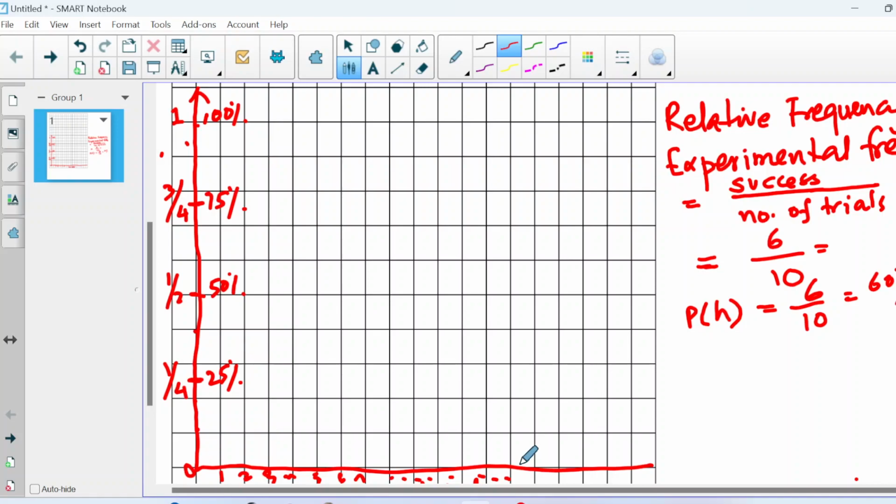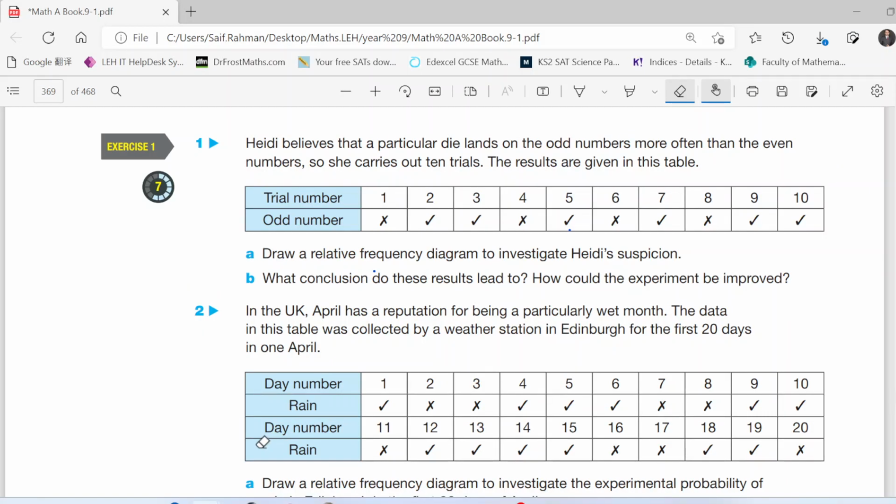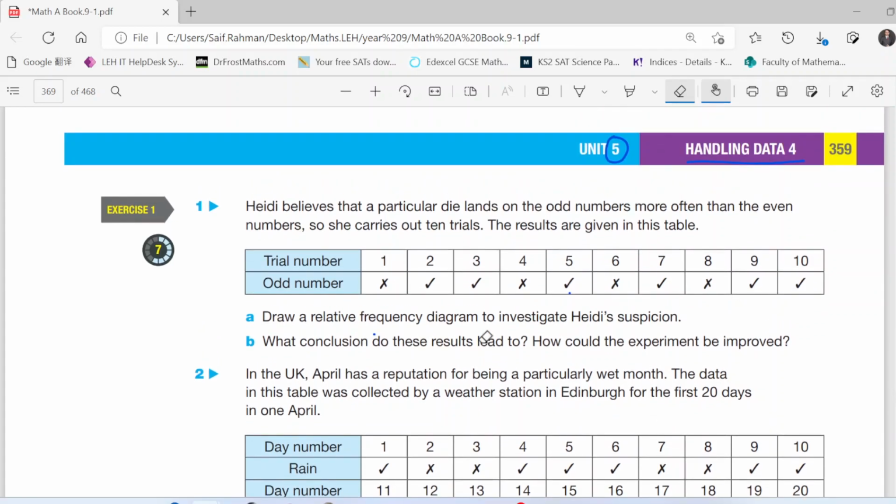We can conduct an experiment. In the first experiment, for example, our result was 1 out of 2. We can just plot 1 out of 2 here, and in the same way we can plot the rest. So let's see an example from the textbook, and then see how we can do that. Here is a book from which I'll get an example.